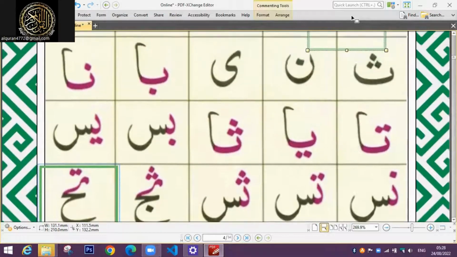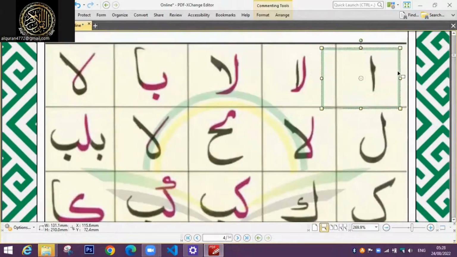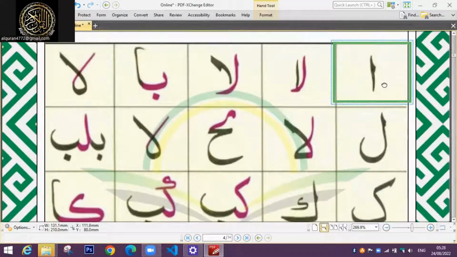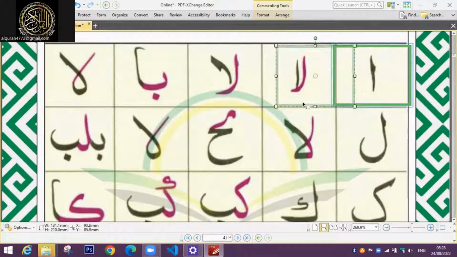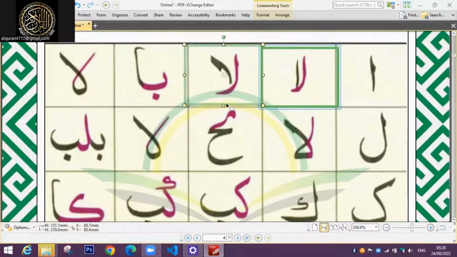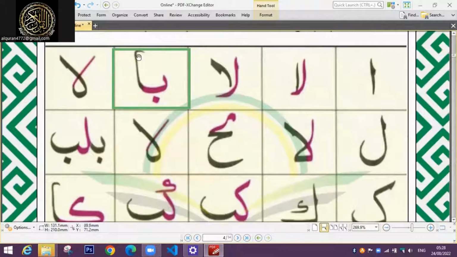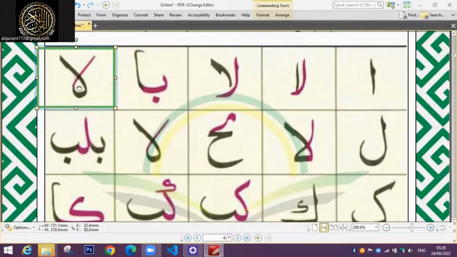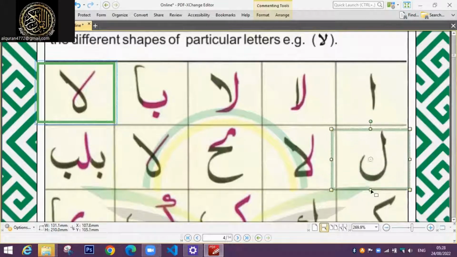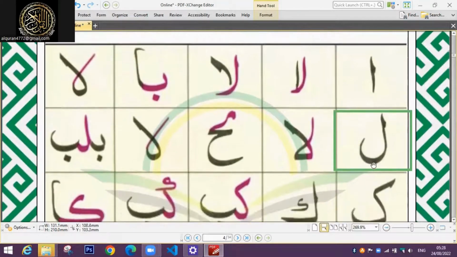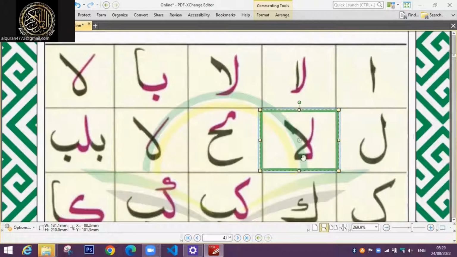Okay. So now read it yourself. Alif. Here. Lam alif. Ba lam. Look. Ba alif. Good. So if a line is joined before a letter, that one is an alif, not lam. Remember. Next. Lam alif. Good. Lam alif.